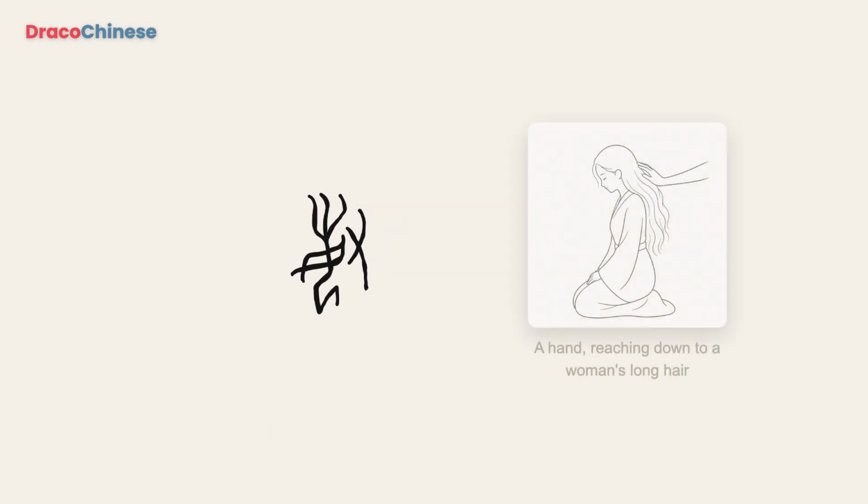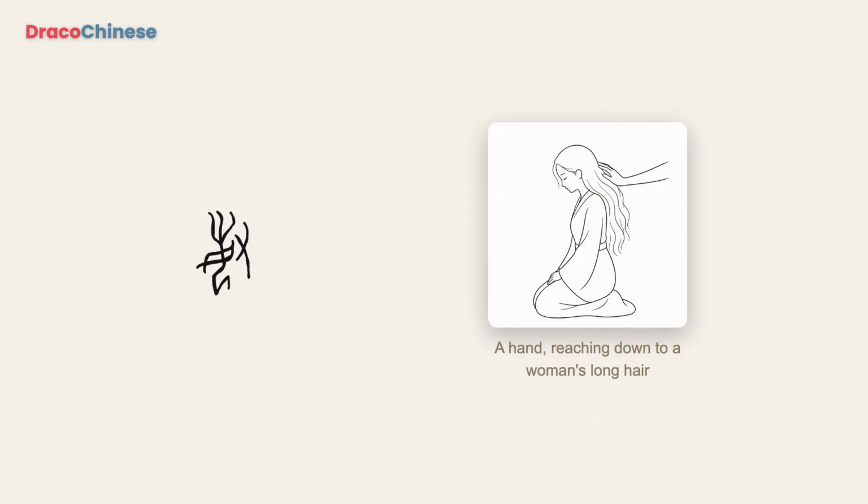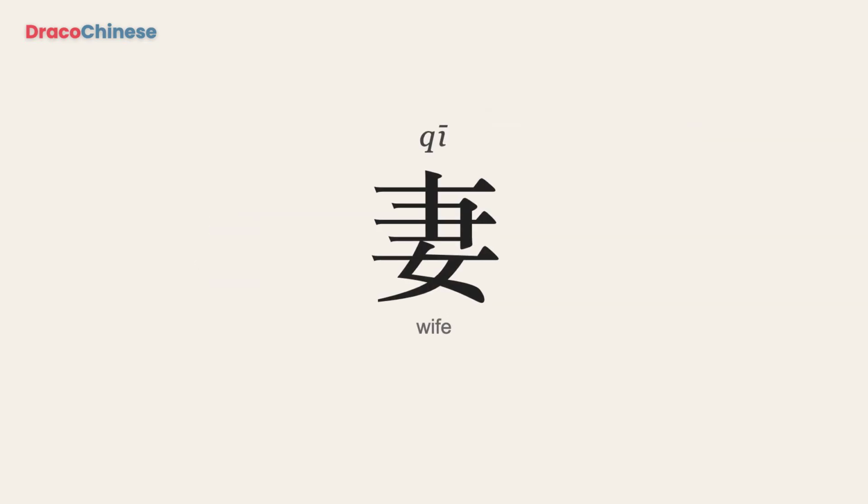One more. A hand reaching down toward a woman's hair. What do you see? This is 妻 wife. Scholars don't fully agree on what that hand is doing. One long-standing theory ties it to an old marriage custom, a hand arranging a bride's hair for her wedding day. It's a good story. It's just not a proven one. What's certain is simpler, a hand and a woman drawn together to name the person you build a home with.